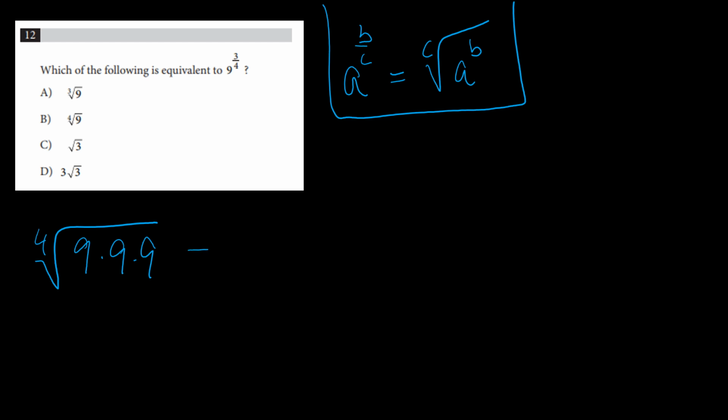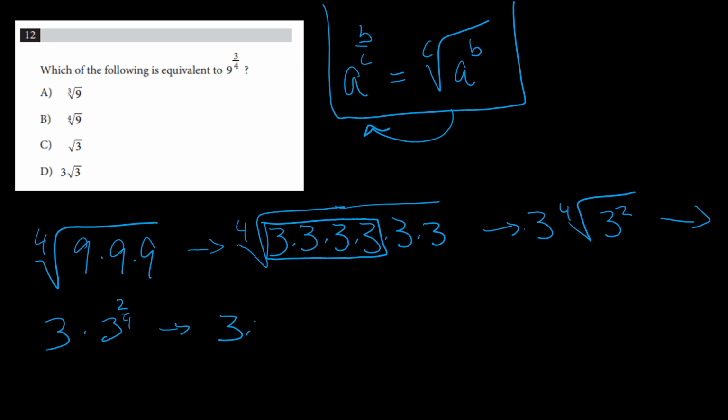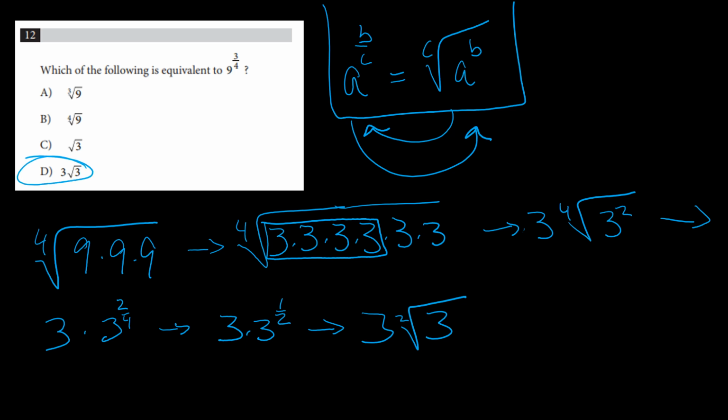So let's work this out a little further. The 4th root, so that means we need 4 of the same thing to pull it out. And let me rewrite my 9s just like that. Well, we have 3 to the 4th in there, so we can pull a 3 out times the 4th root of 3 squared. Now if we rewrite going backwards up here, we could say 3 times 3 to the 2/4, which is really the same as 3 times 3 to the 1/2, which if we go back one more time this way, we're going to get 3 square root of 3, or answer choice D. Nice.